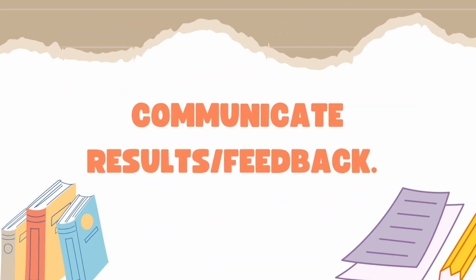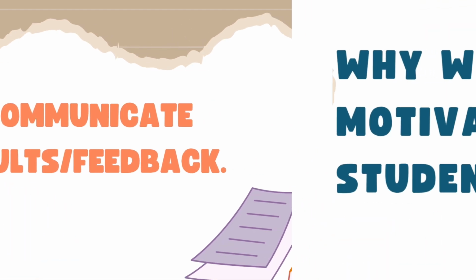Communicate results and feedback. After the assessment, discuss the results with students and explain their strengths and areas for improvement. Timely and specific feedback helps students understand their mistakes and guides them toward better performance. Effective feedback supports continuous learning and motivates students to achieve their goals. For example, after checking the quiz, the teacher discusses the correct answers, explains common mistakes, and gives suggestions for improvement before the next lesson.